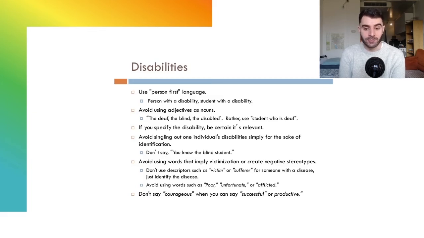Avoid using words that imply victimization or create negative stereotypes. For example, don't use descriptions such as victim or sufferer or someone with disease. Just identify the disease. Avoid using words such as poor, unfortunate, or afflicted. And lastly, don't say courageous when you want to say successful or productive.